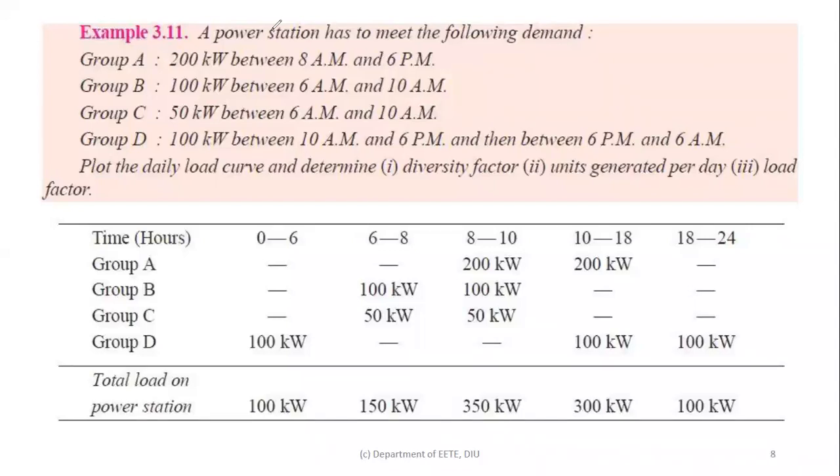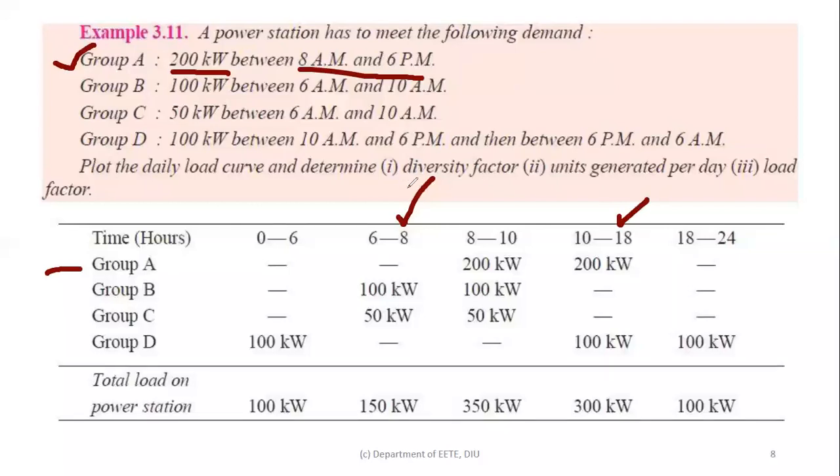Okay, so the first one is group A. For group A, you see 200 kilowatt between 8 a.m. to 6 p.m. So for group A, we search for 8 a.m. Where is 8 a.m.? This is 8 a.m. to 6 p.m. Where is 6 p.m.? 6 p.m. means 12 plus 6, that means 18.